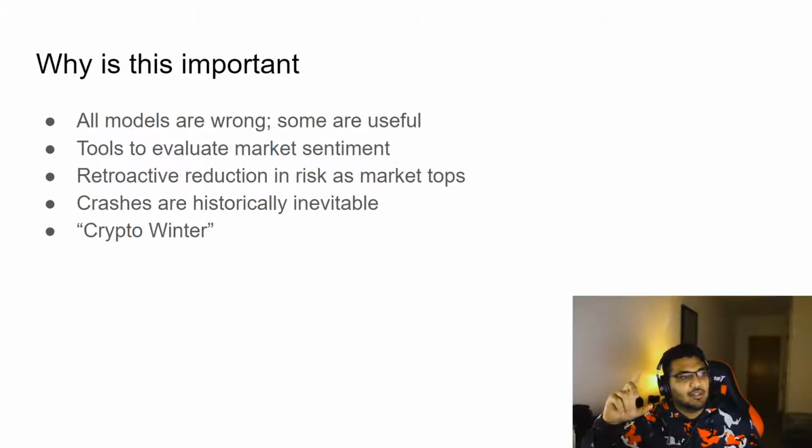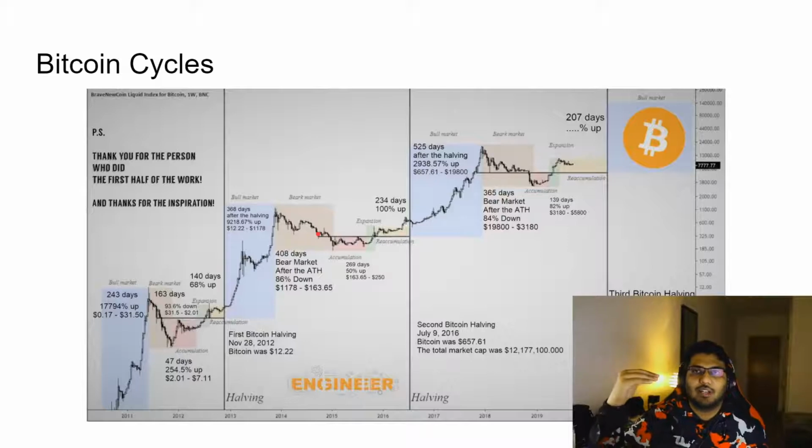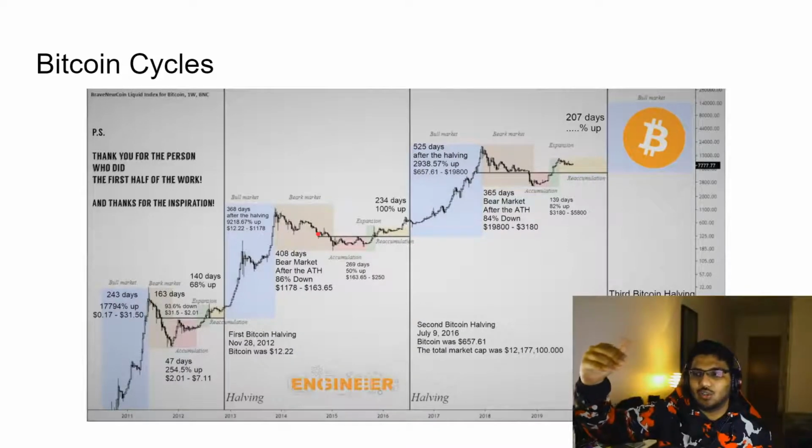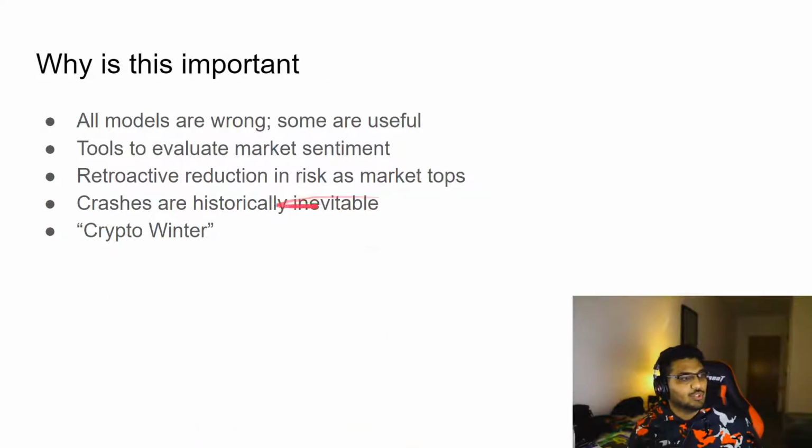The tools to evaluate the market sentiment. I'm going to give you up front almost like equations that generate graphs that you could use to gauge and get an idea of where the market is. You want to do retroactive reduction in risk as the market tops. So if we look back here, the market would top at these points. And the reason why you would want to sell here is because if somebody was to buy Bitcoin, there's a high likelihood that you're going to lose value on the Bitcoin you buy. So you just stop buying. And then you usually wait until the price stops going down, which is called a bottom, and that's when you rebuy. So usually you want to retroactively reduce the risk as the market tops.